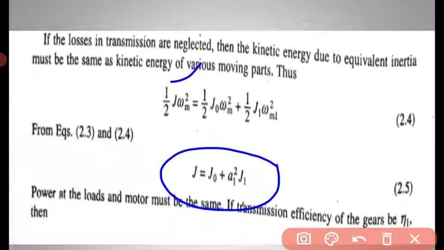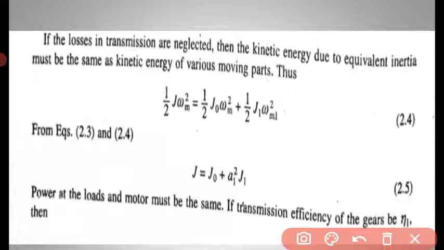A1 is the gear tooth ratio, J1 is the moment of inertia coupled through the gearing system, and J naught is the moment of inertia directly coupled to the motor. Now the next discussion: the power at the load and the motor must be the same if the transmission efficiency of the gear is neta 1. This is the efficiency, taken as neta 1 here.